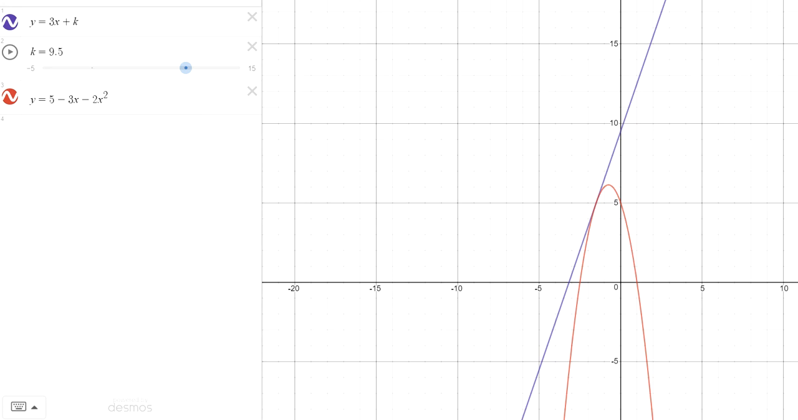Are you able to do this for yourself online? I'm sure you can. It's very easy. You just go online, type in the equation and explore yourself. Okay.